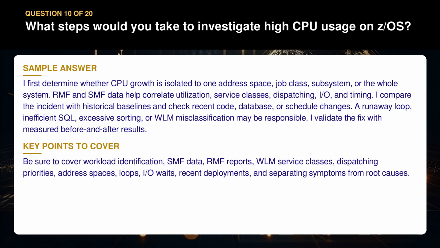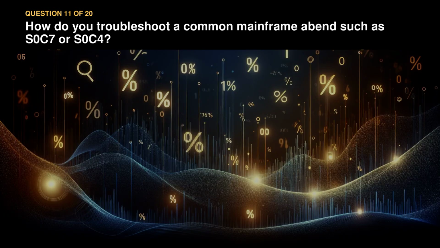Be sure to cover workload identification, SMF data, RMF reports, WLM service classes, dispatching priorities, address spaces, loops, I/O waits, recent deployments, and separating symptoms from root causes. Question 11. How do you troubleshoot a common mainframe abend such as S0C7 or S0C4?